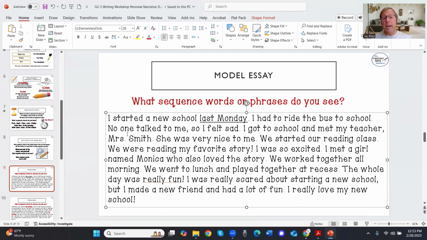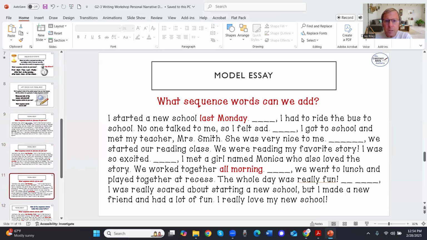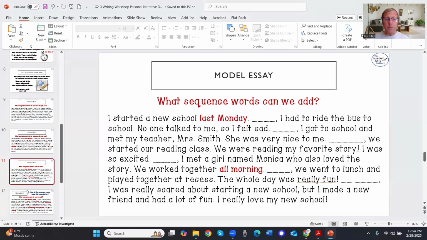So I love that the author shared her feelings or his feelings in this text. I don't see a lot of sequence phrases here, but I see a lot of opportunities for sequence words or sequence phrases. All morning is one that I see here. I would add that. And here we have both of those two phrases highlighted. But as I said, we've got a lot of great opportunities to add sequence words and phrases. So I would get my students to work through this. I also share this here as a PDF for the students to practice adding sequence words of their own. But we can work through this together as a class.